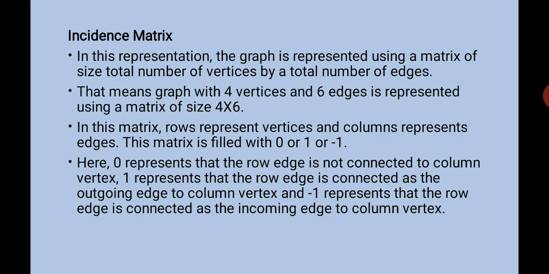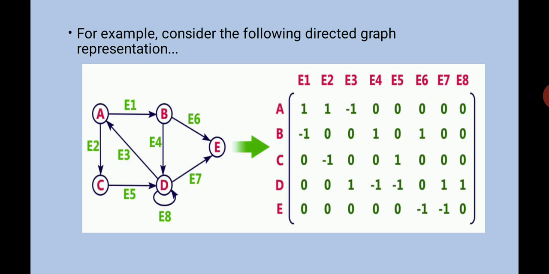So 0 represents that the row vertex is not connected to the column edge. If your row is not connected to the column, you put a 0, and 1 represents that the row vertex is connected to an outgoing edge, right? So if it is an outgoing edge, then you put 1, and minus 1 if there is an incoming edge to the vertex, right? So we see how it is done with a helpful example.